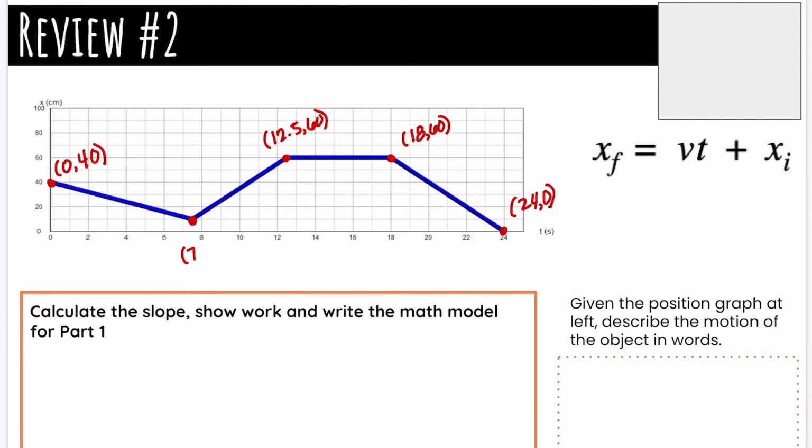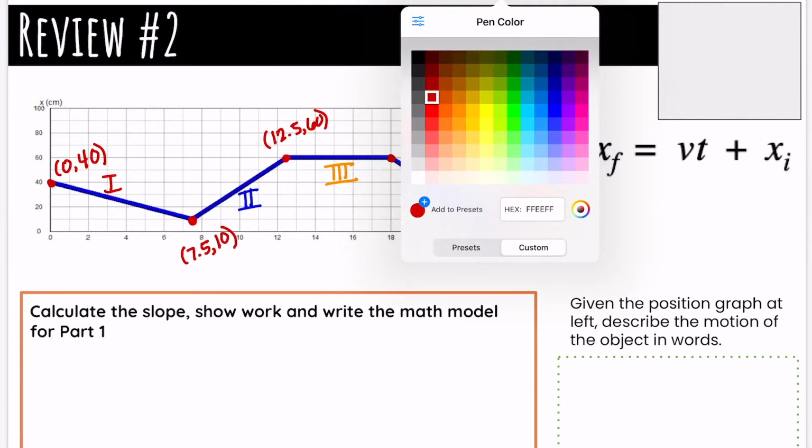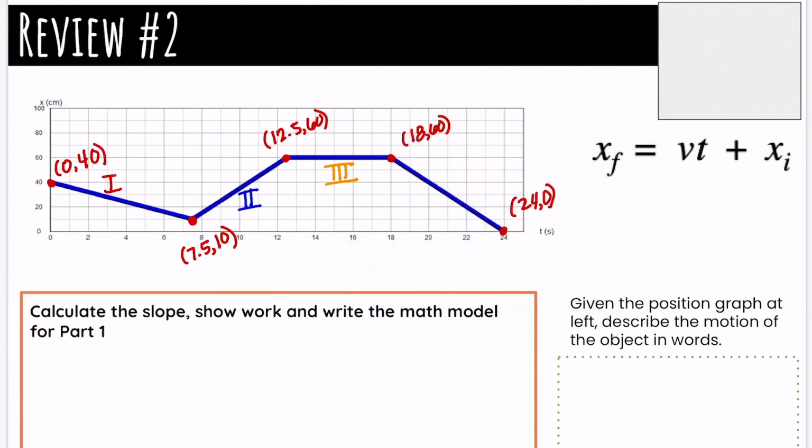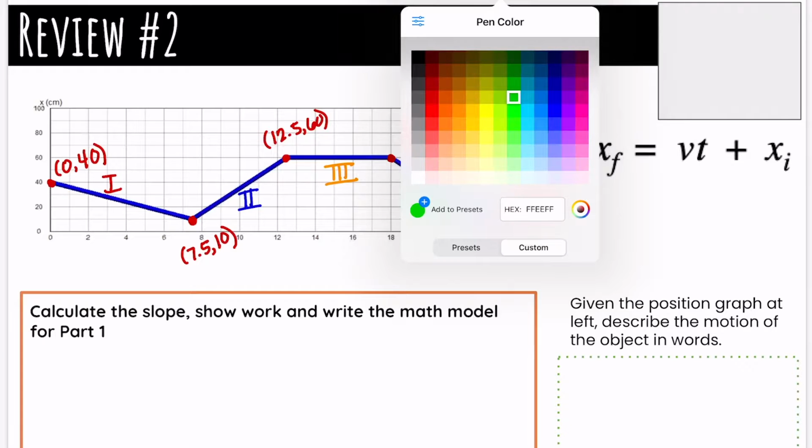There's 1 and 2. Oh, let me write in the point for 7.5 and 10. So this is segment number 1 right here with 0, 40 to 7.5, 10. Segment number 2 is this upward slope one. Segment number 3 is this flat one, and number 4 is this one going all the way down to 0. But let me change the color so you can see the difference. All right, so now we see 4 very distinct, very different segments in this one object's motion.